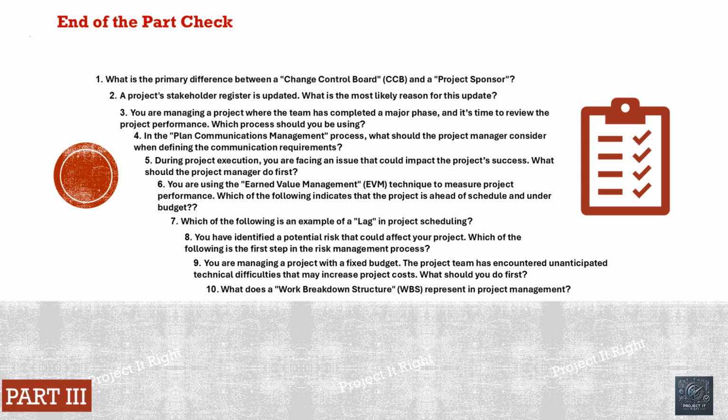Let's review the key points covered in this part. We discussed the differences between a change control board and a project sponsor, reasons for updating a stakeholder register, processes for reviewing project performance, and considerations for communication requirements. We also covered handling project issues, measuring project performance with EVM, understanding lags in scheduling, steps in risk management, managing cost impacts, and the work breakdown structure.